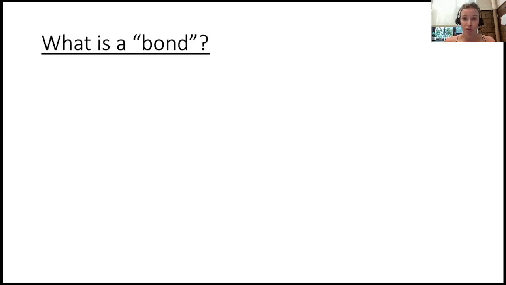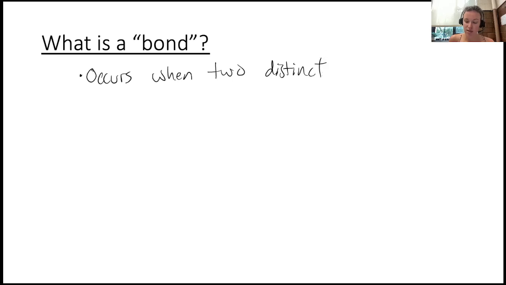Let's start simply though, folks. What is a bond? So a bond occurs when two distinct atoms share electrons.